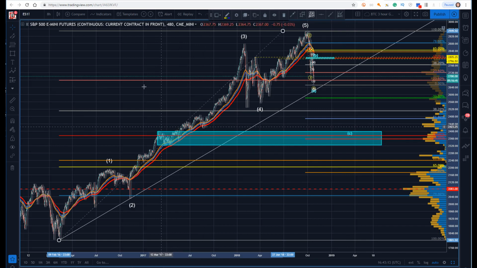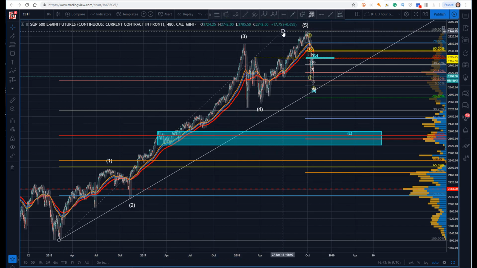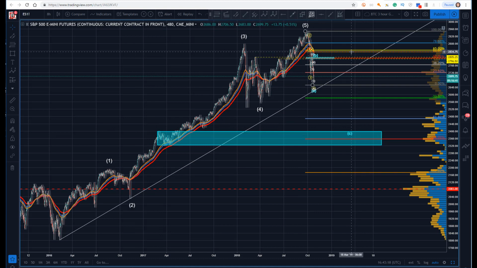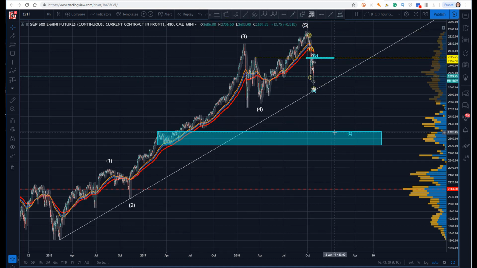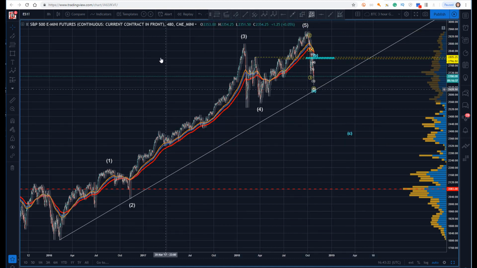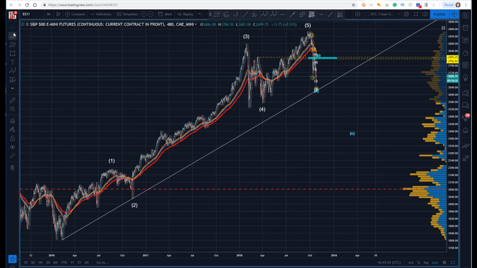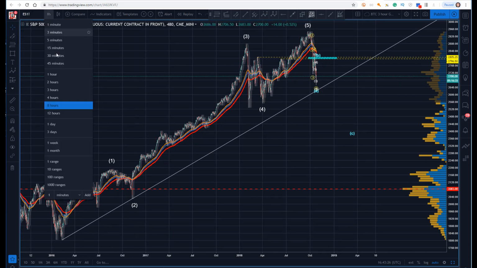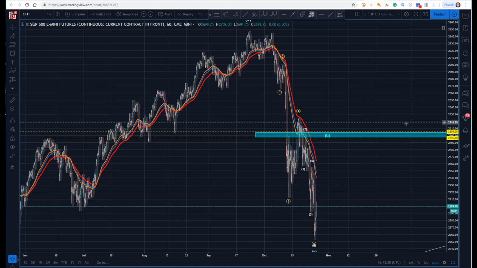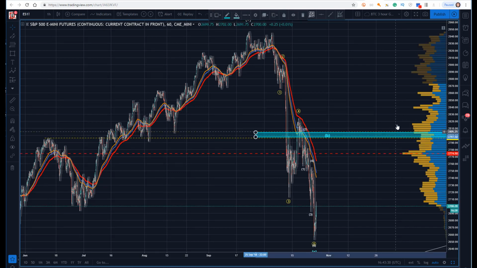Okay, with that said, now let me pull some of this off because there's some nice overlap here with what we've been working through amongst members in some of the Gann trading. So let me go back to an hourly. All right, let me clear some of this up.